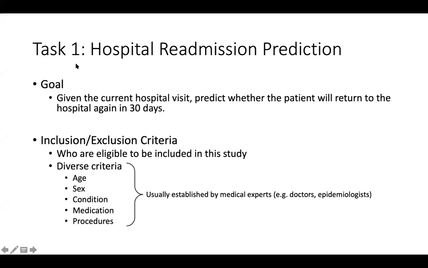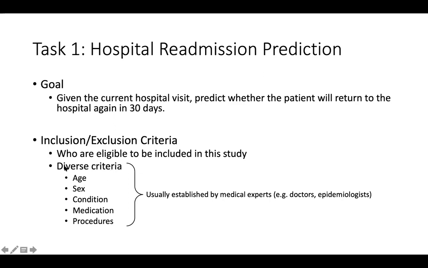Right, so the inclusion exclusion criteria. If you want to predict something based on EHR, you always have to think about inclusion exclusion criteria. So you have, for example, in MIMIC-III, about 40-something thousand patients in the data set. And when you want to do hospital readmission prediction, it is not a good idea to include everybody in the data set as a training set. In the training data, you want to carefully choose who are eligible to be included in this study.